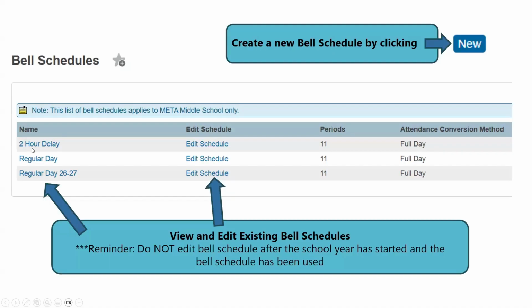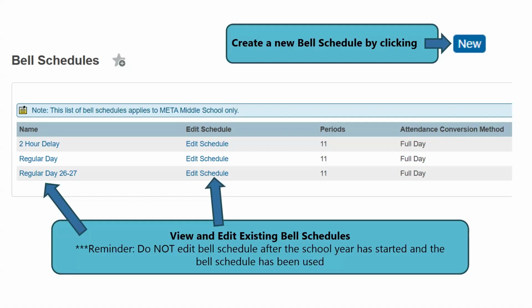Once you get to the bell schedule page, this is again where I'm working today out of the Meta train environment, and our example school today is Meta Middle School, and these are our current bell schedules at Meta Middle School. As you can see in my example, I actually have a bell schedule that I'm designating for next school year. Maybe I don't like something about the current regular day schedule, so I've created a new one and I'm thinking through what that will look like for next school year.